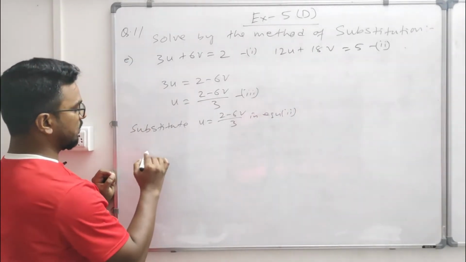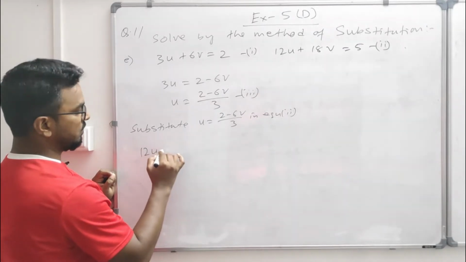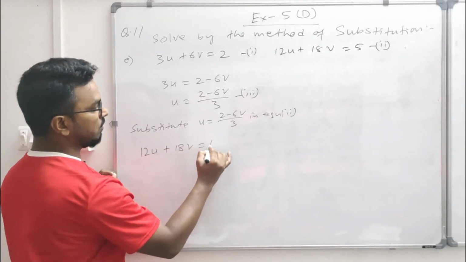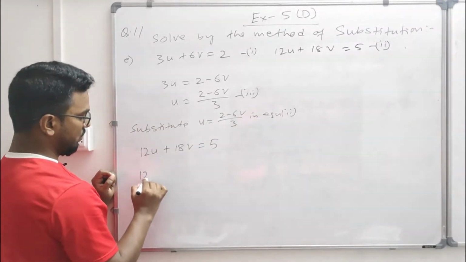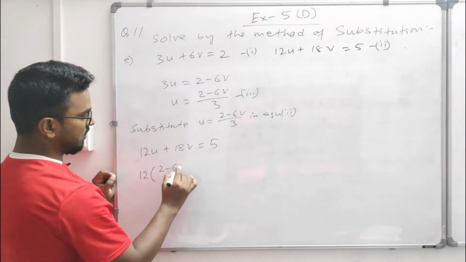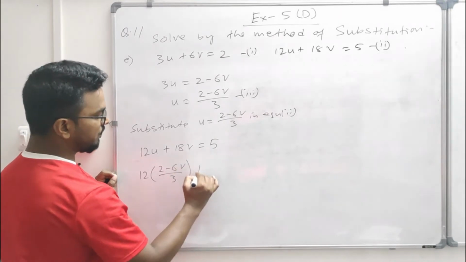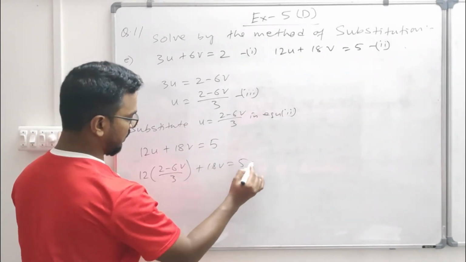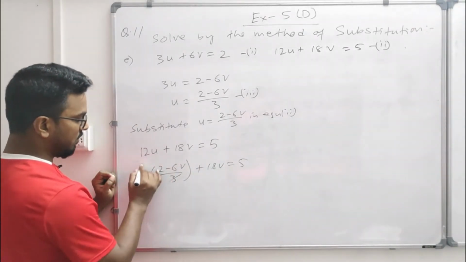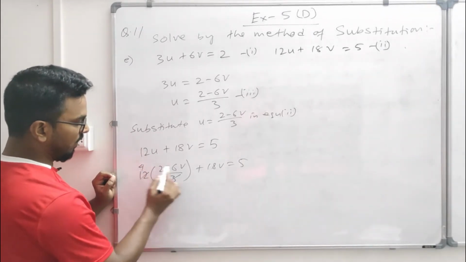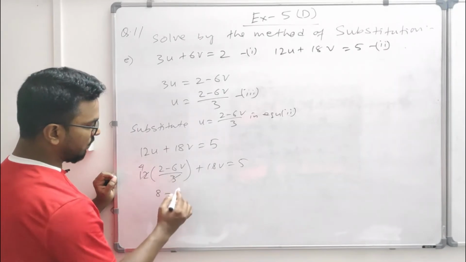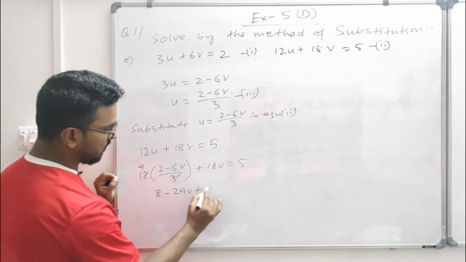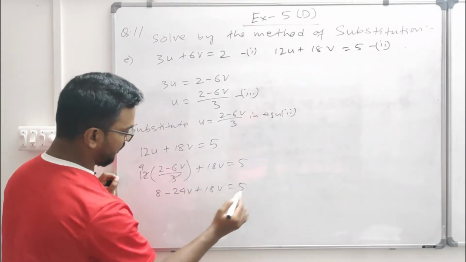So if you substitute 12u, first you write down the equation equals 5. So what is the value of u? u is this one. So 12 into 2 minus 6v by 3 plus 18v equals 5. So you can cancel this one. This is 4. So if you multiply this with 4, you will get 4 2s are 8 minus 4 6s are 24v plus 18v equals 5.